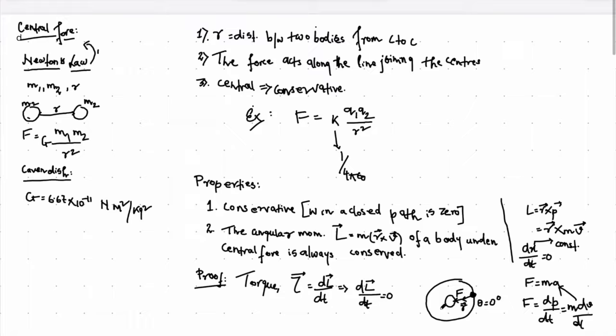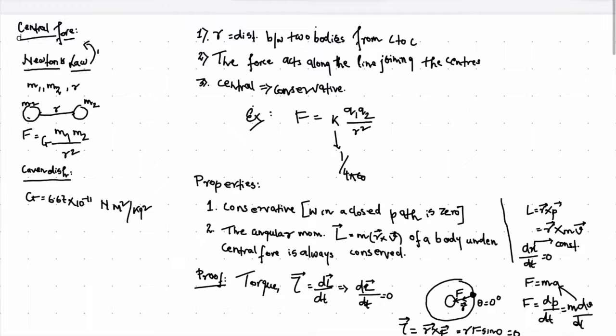If you are talking about a central force, that means a rotational motion. It is moving like that. And what is the relation between torque and force? Torque tau is equal to nothing but r cross F. So r cross F means it's rF sine of theta, and in this particular case theta is 0 degrees, and sine 0 is 0. As a result, I can say that torque is equal to 0.